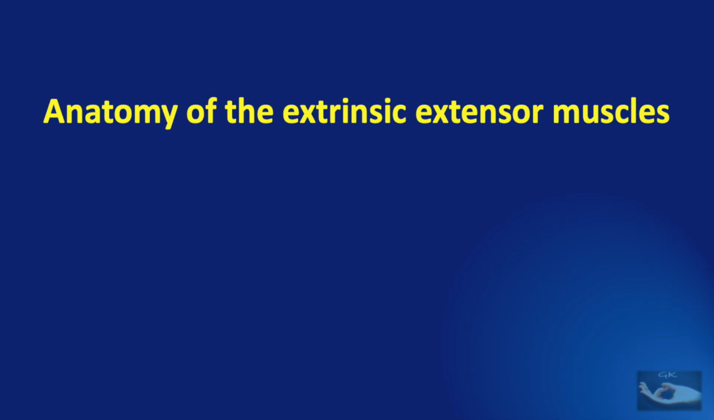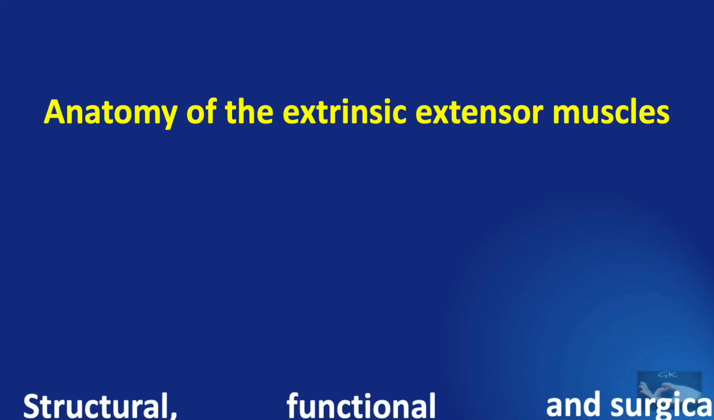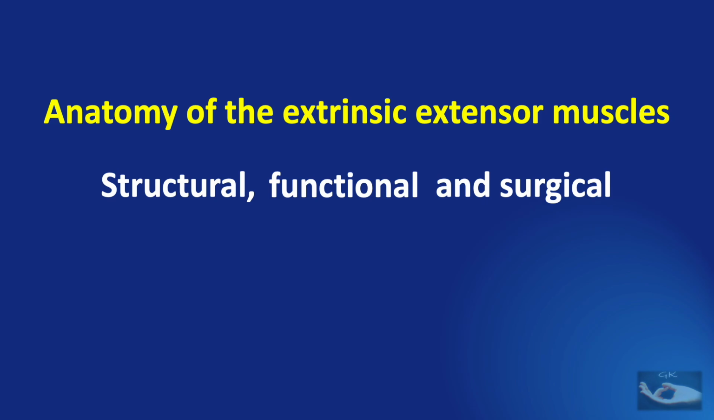In this video, we shall be learning about the anatomy of the extrinsic extensor muscles, that is, the extensor muscles that act on the hand, fingers and wrist. So, we shall not be considering muscles like the anconeus, supinator and brachioradialis, and we shall be dealing with the structural, functional and surgical anatomy.